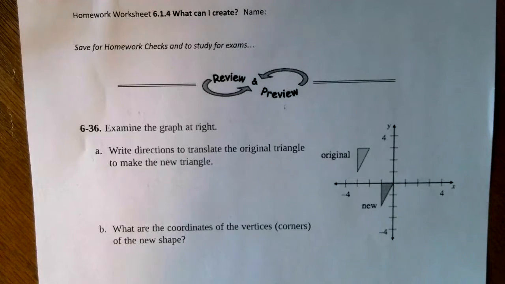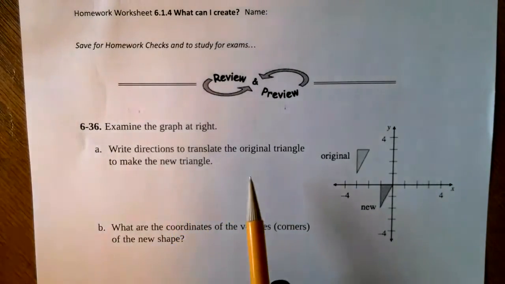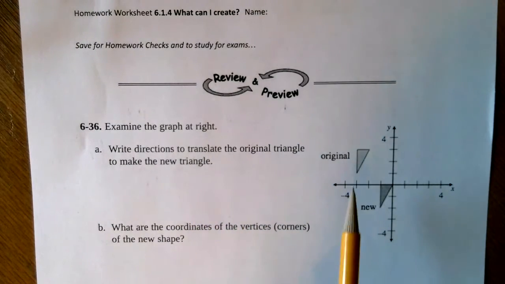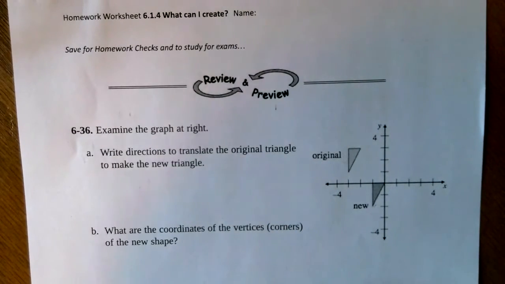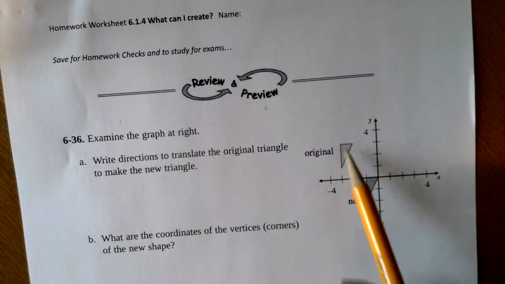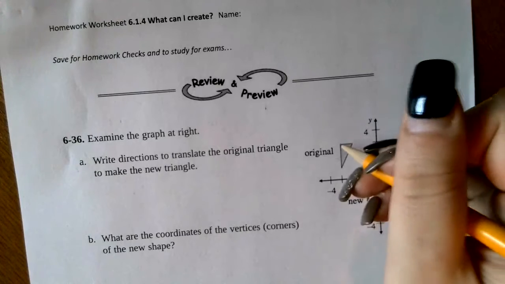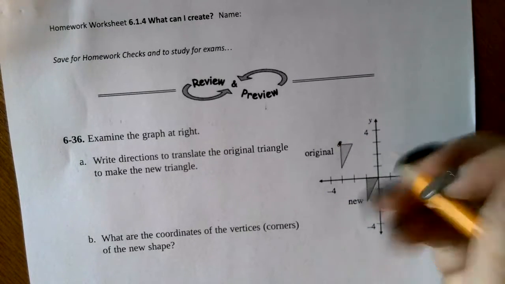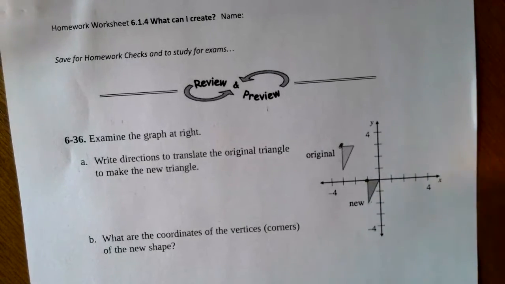Examine the graph at the right for number 36. Write the directions to translate the original triangle to make the new triangle. So here's our original, and here's our new one. We need to say what happens as far as our slides go. If I'm looking at this point first, I should tell you what point I'm looking at. I'm going to find that same point on this shape right there.